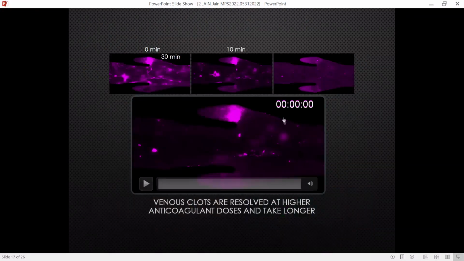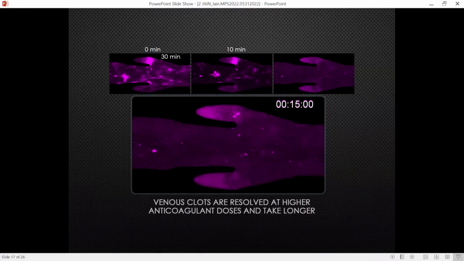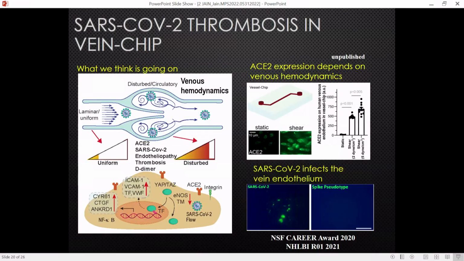So what you would have seen if this video had run is that we are introducing again an anticoagulant, and we are showing that when you increase the dose of an anticoagulant, then and only then would you resolve the clot, otherwise it would not get resolved. So it gives you a glimpse or a picture of what might be happening inside a patient's vein. Okay, so now we have a model where you could dissect Virchow's triad.